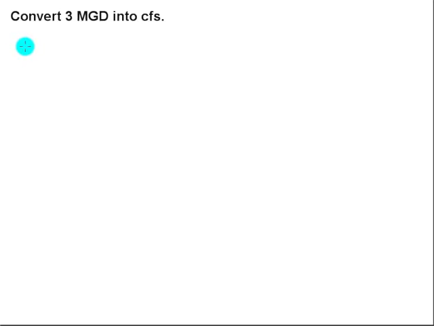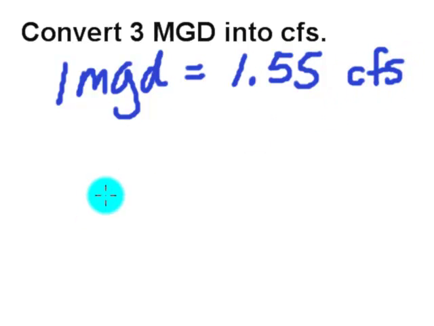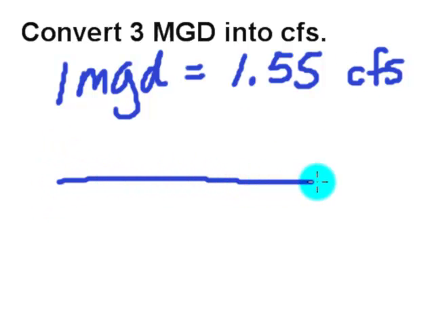We're going to convert 3 million gallons per day into cubic feet per second. Now some of you may know a shortcut, and that is for every 1 MGD of flow, that's equivalent to about 1.55 cubic feet per second. So if you know this little shortcut, we can go ahead and use it.